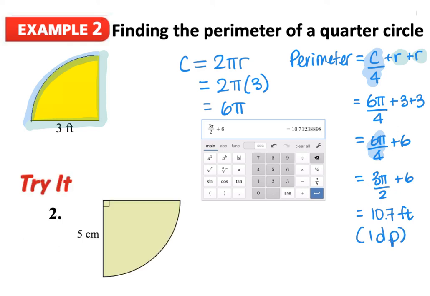So here we have our second try it question. Take a moment to pause the video for this one and try to find the perimeter of this one.